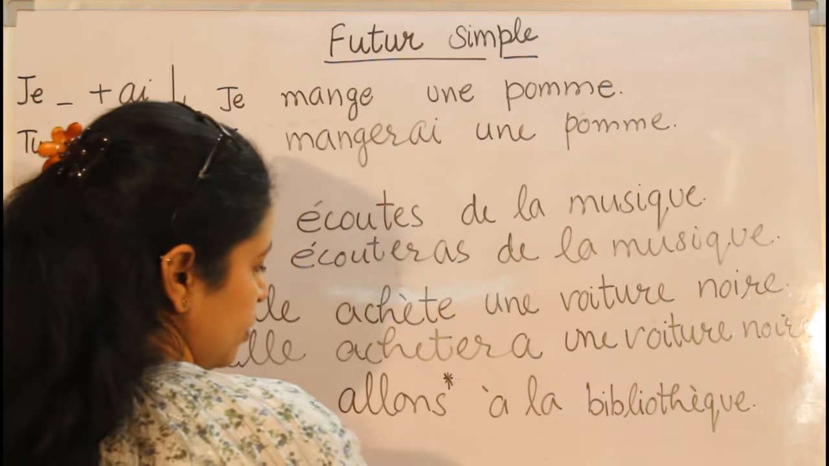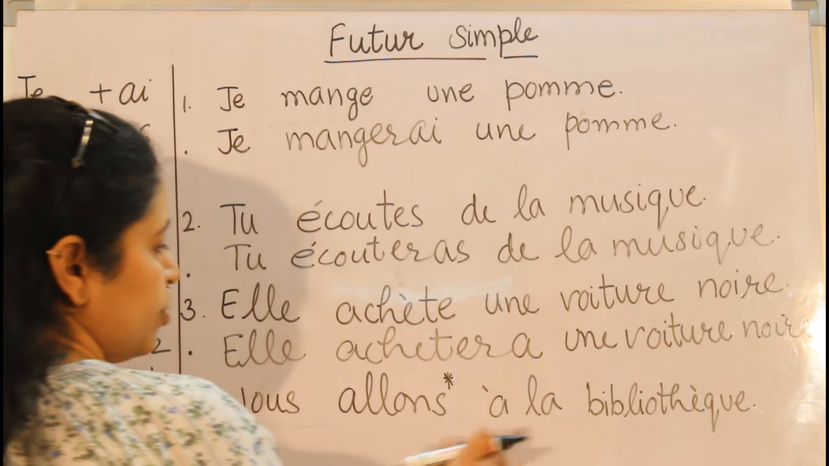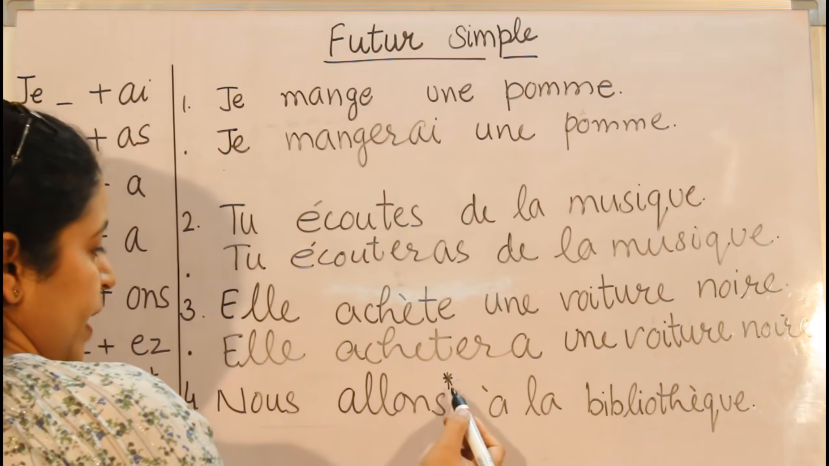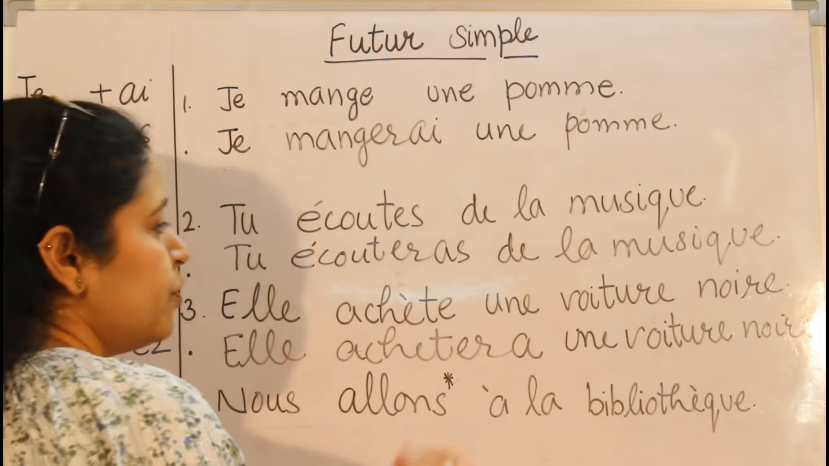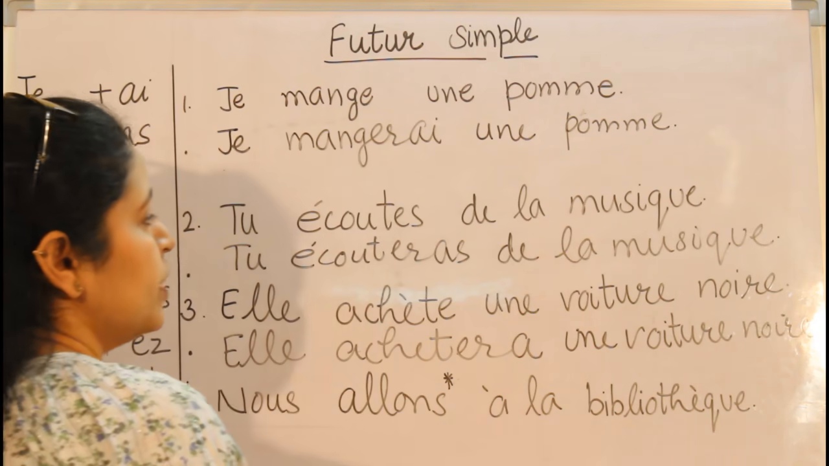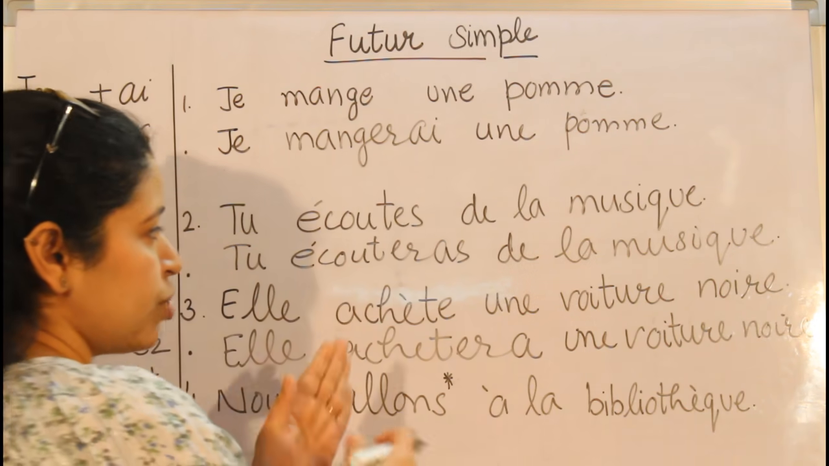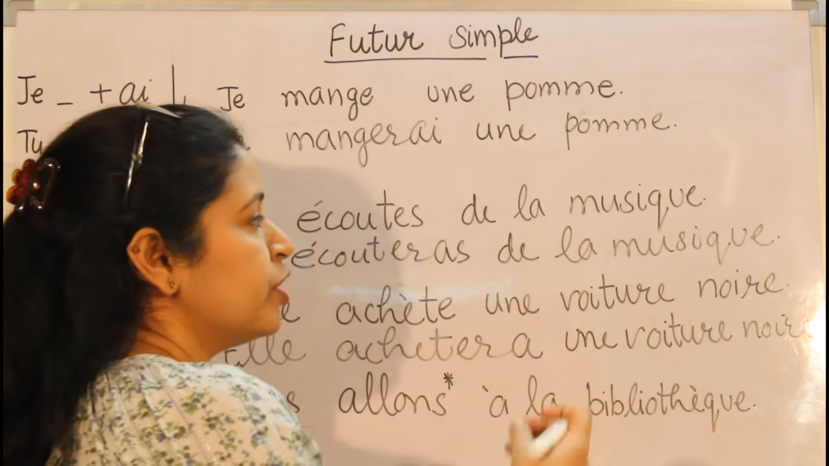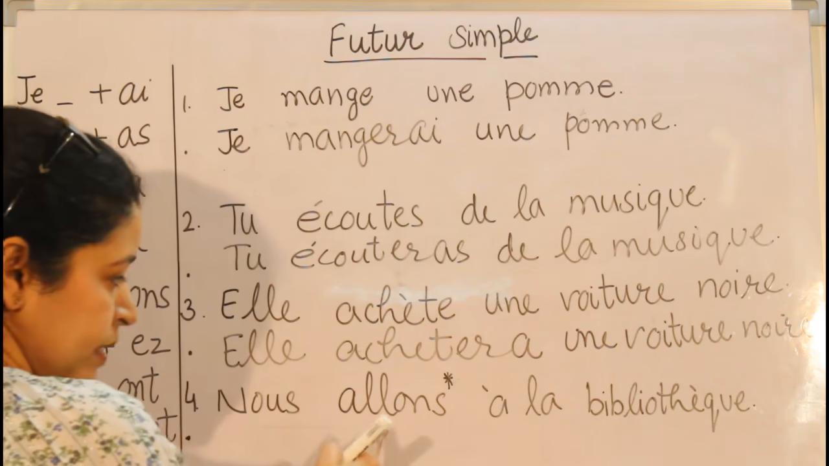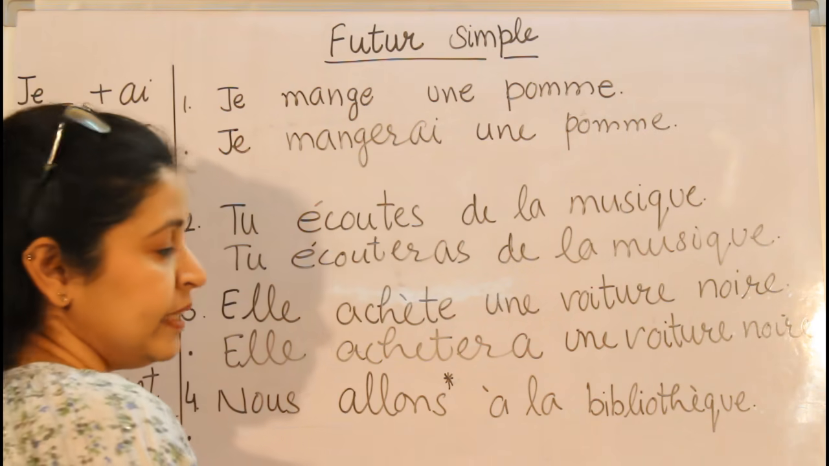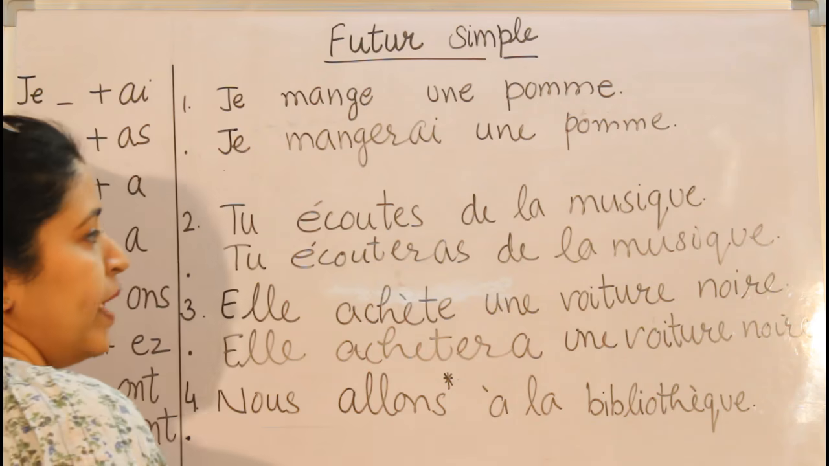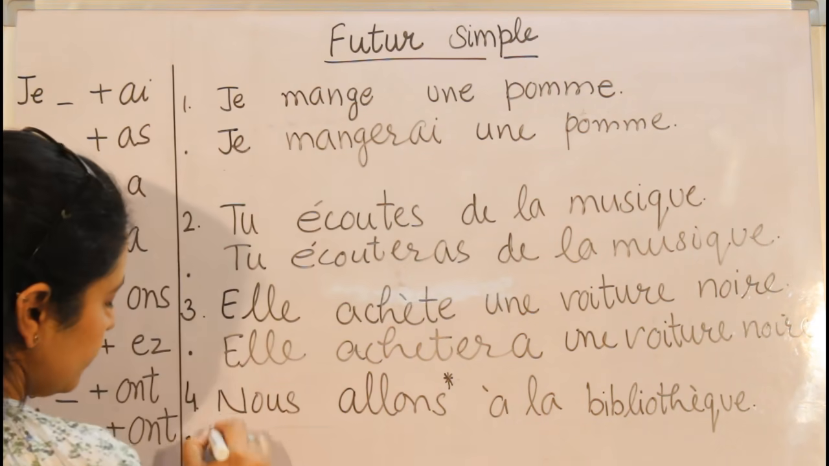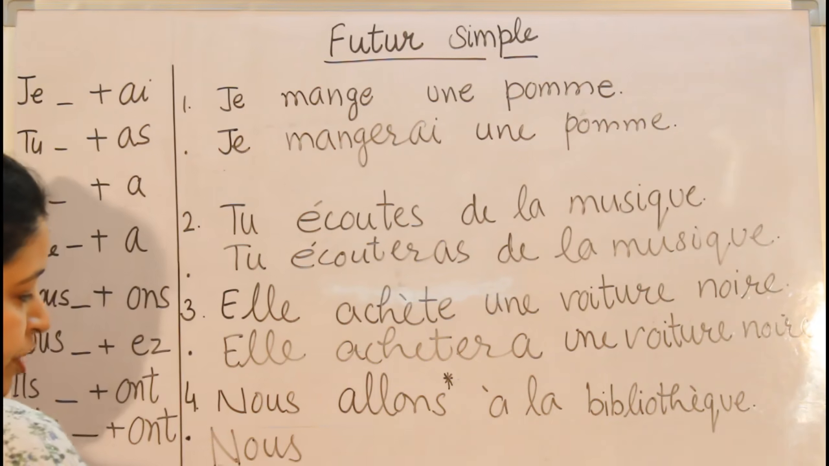Nous allons à la bibliothèque. We are going to the library. Now here, a very important thing has come. Here I have made a star because there are a few verbs that are exceptional. They do not take the same pattern, meaning for conjugating them in futur simple, we do not write the complete infinitive form of the verb. We make some changes, and the verb aller also belongs to that category. So we'll do this verb in this video, and the rest of the verbs I will explain in the next video.